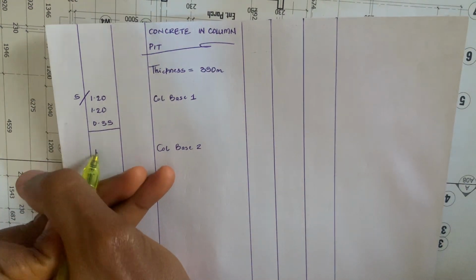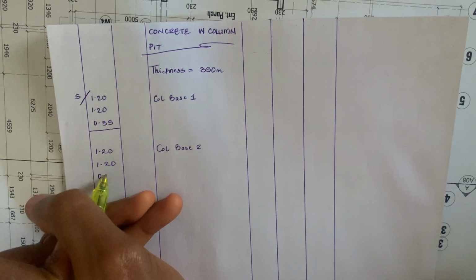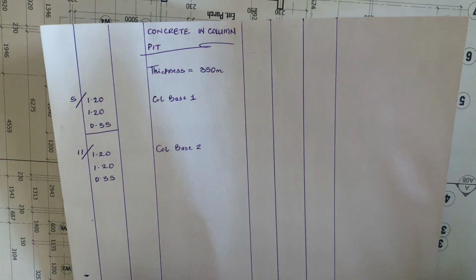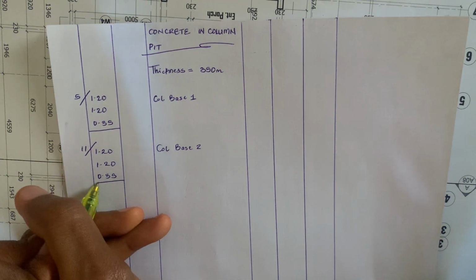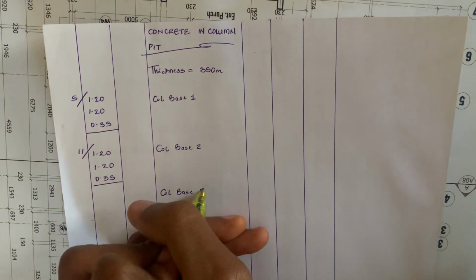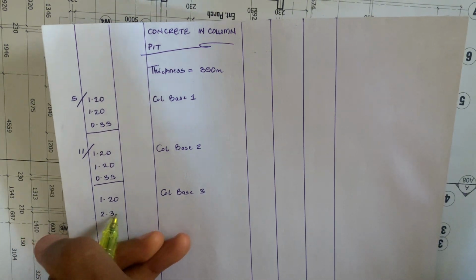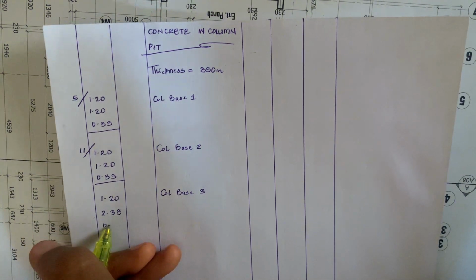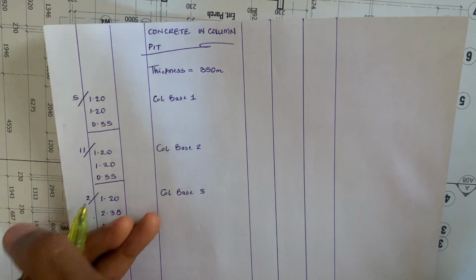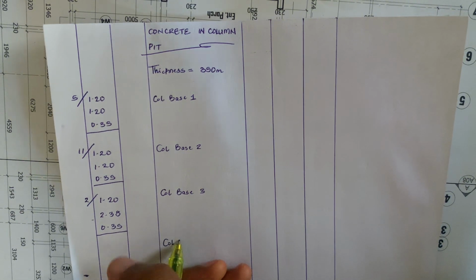So column base 2 will do the same thing, 1.20 by 1.20 by 0.35, and there are how many in number? 11. So now close. For column base 3, we have 1.20 by 2.38 by 0.35, and there are how many in number? 2. So we close. Then column base 4.